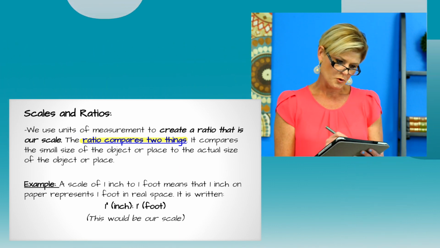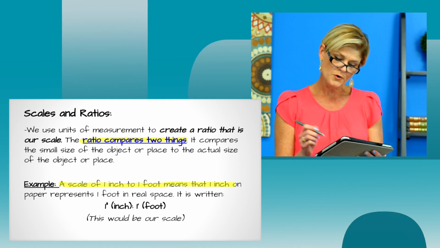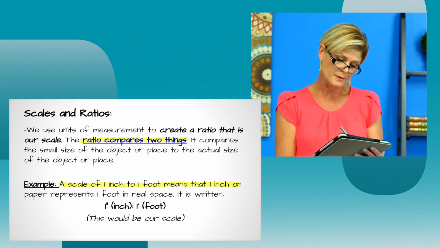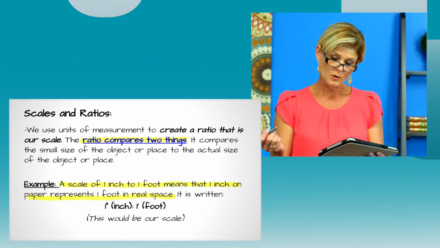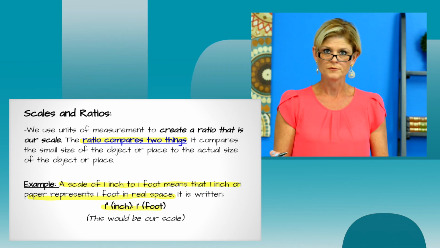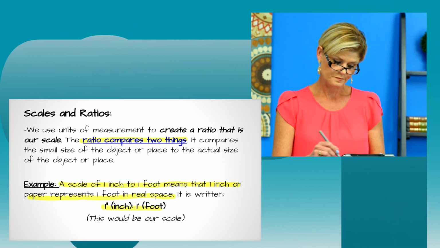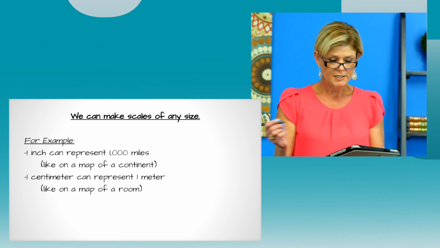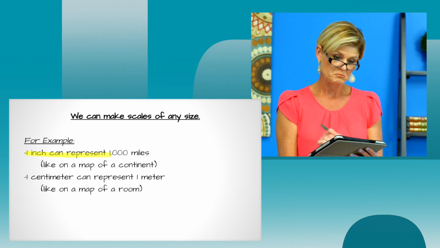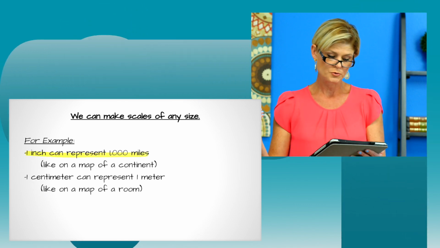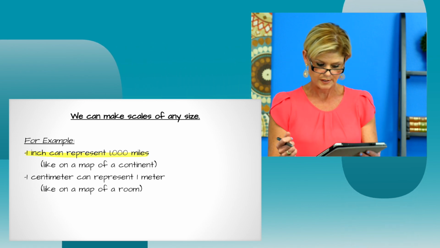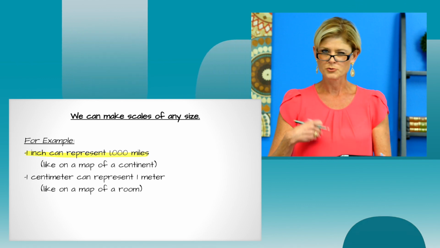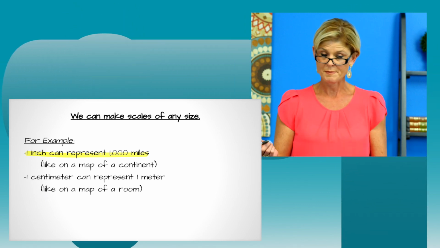Okay, so here's an example. A scale of 1 inch to 1 foot means that 1 inch on paper represents 1 foot in real space. So it would be written as 1 inch to 1 foot, and that would be our scale. Really, we can make scales of any size. For example, an inch can represent 1,000 miles, if you were doing a map of a continent. Or a centimeter could represent 1 meter if you were doing something like the dimensions of a map of a room.